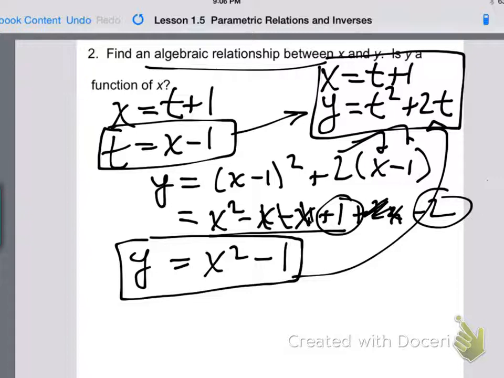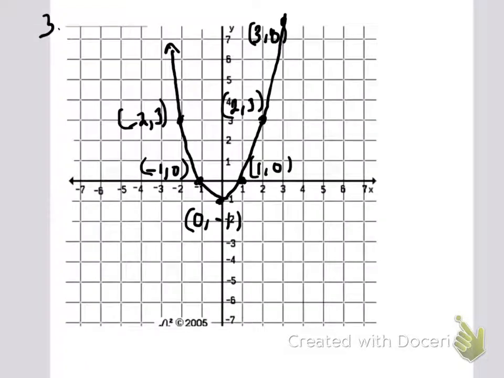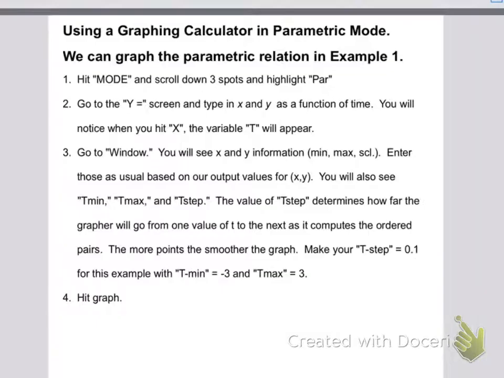Alright, in part 3, all you have to do is graph the ordered pairs. So here's what that should look like. In class, I'm going to show you how to graph the parametric relation using your graphing calculator. That's explained in this slide. I believe it's too hard to do on this video, so we'll save it for in class.